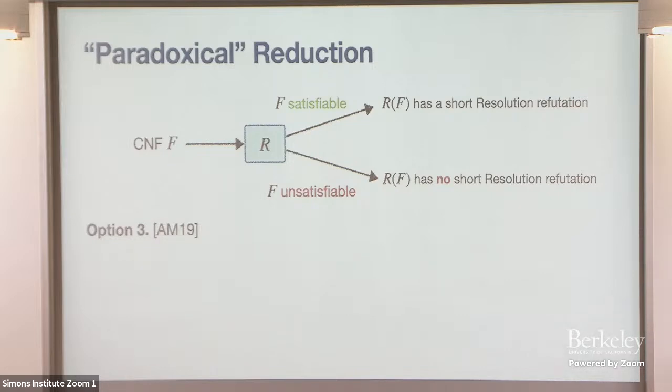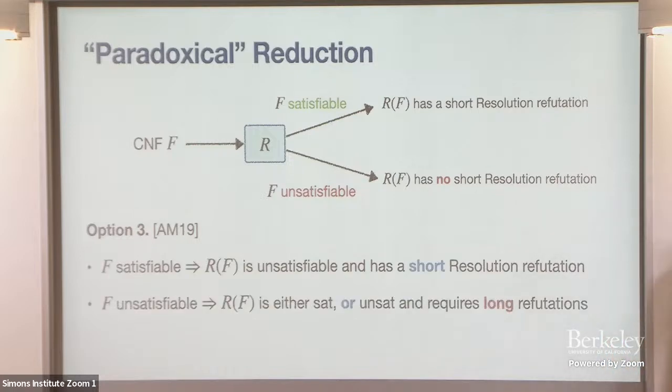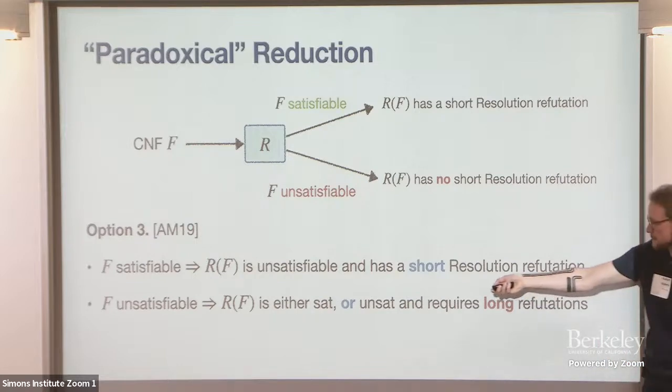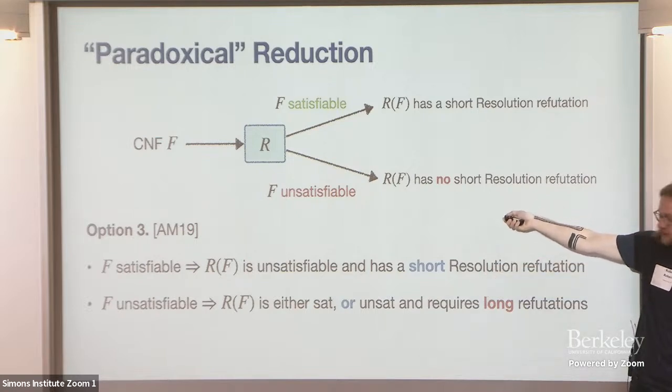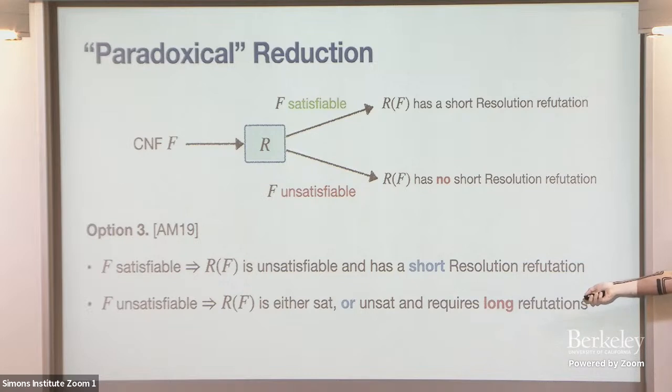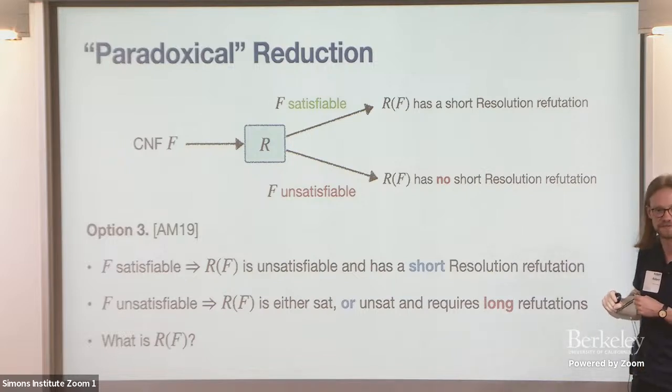Well, here's the Atserias-Müller proof. On the one hand, same thing. If F is satisfiable, we'll output a short proof. And then in the second case, they're going to output a formula. Sometimes this formula will be satisfiable, and in this case, it will have no short proof. Sometimes it will be unsatisfiable and require long proofs. And so it was really this kind of spreading the hardness across these two things in this choice of reduction that I think really made this possible.